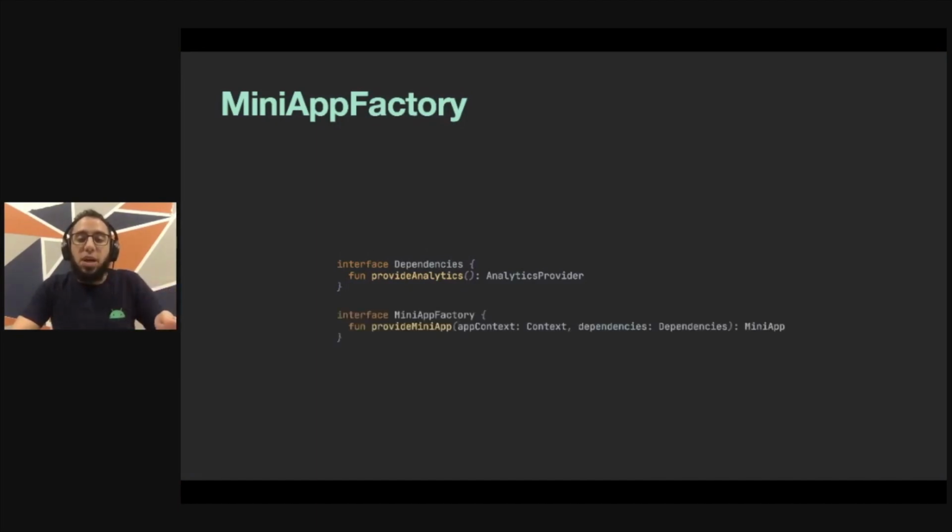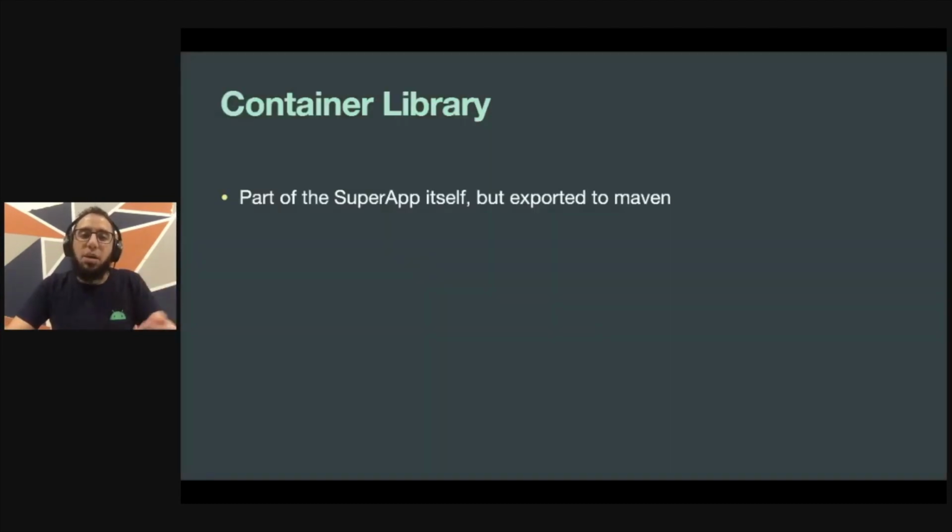So given this, okay, we talked about the container providing the actual dependencies. How does the container provide these actual dependencies? So this is where we come to our second library, the container library. And this library is part of the SuperApp itself, but we expose these libraries to Maven so that the containers of the ride-hailing app and the food app and so on can actually depend on our container as well to get a lot of this business logic.